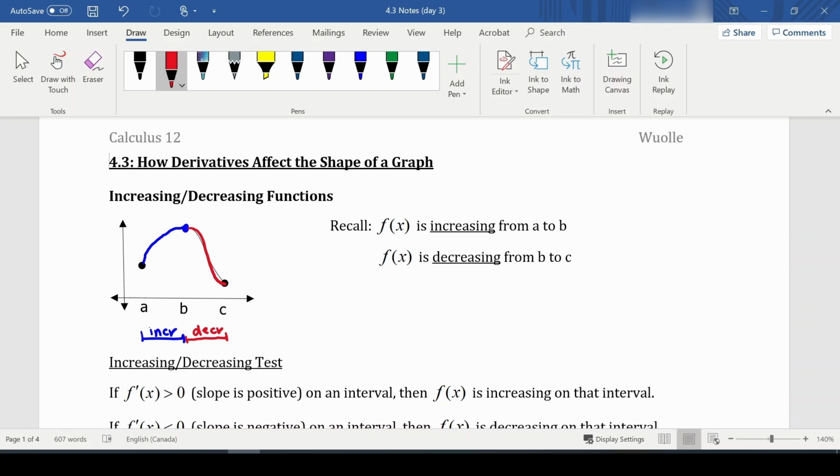And a reminder that at b, you are neither increasing nor decreasing technically, because you are switching from those 2 points there. Also notice at b, if I were to draw a tangent line, I would have a horizontal tangent line here. My slope of that tangent line would therefore be 0.